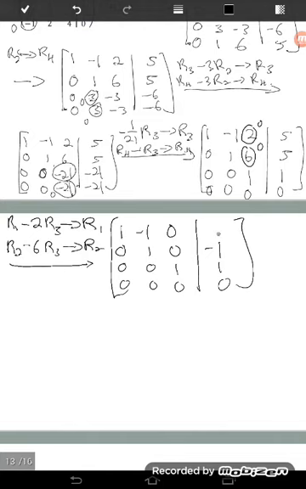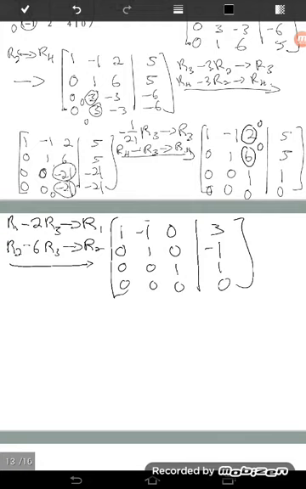Betul? Kejap. Salah. Okay, so saya silap. Okay, so 5 minus 2 times 1. Row number 3. Saya bagi buat row number 2 pula. Okay, so 5 minus 2 times 1, which is 3.